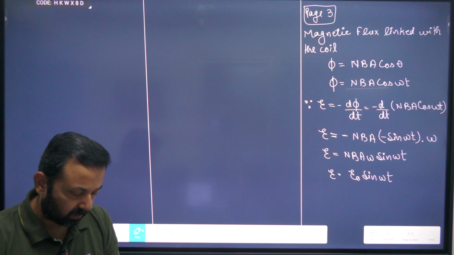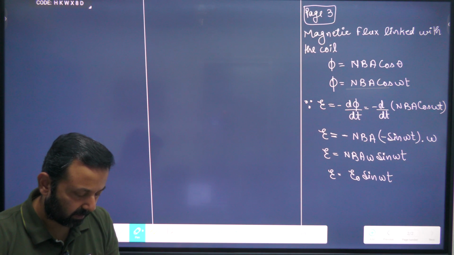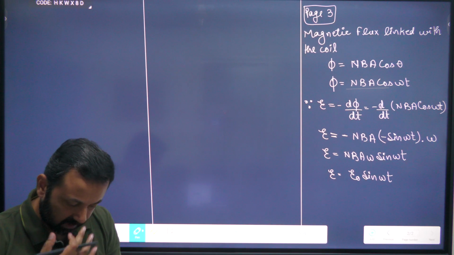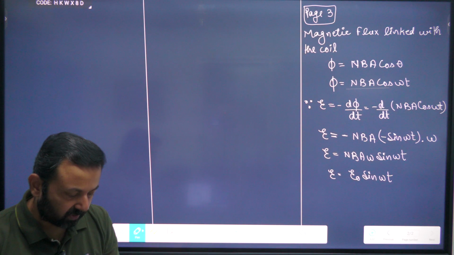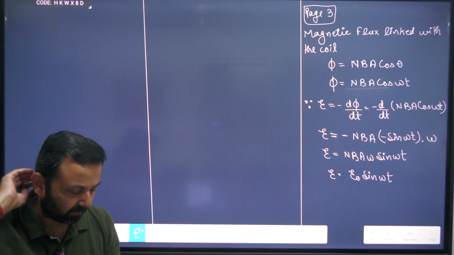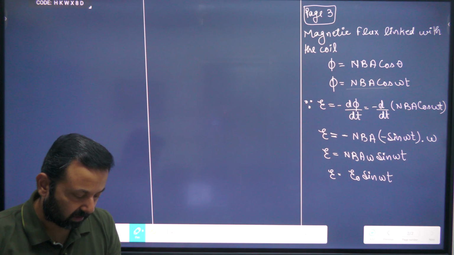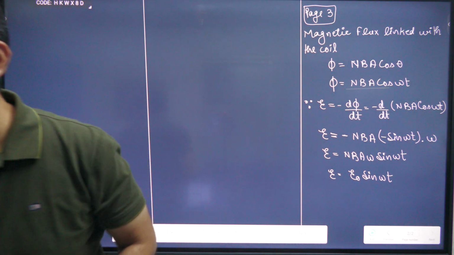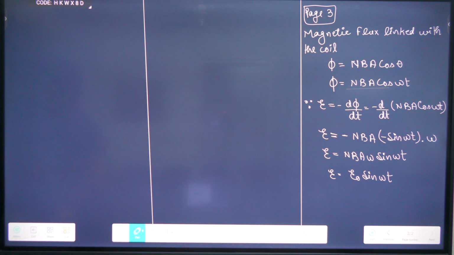Now, I have given three questions here. Question number one. Ravi pedals a stationary bicycle, the pedals of which are attached to a 100 turn coil of area 0.1 meter square. So, the total number of turns in the coil, capital N, is 100.